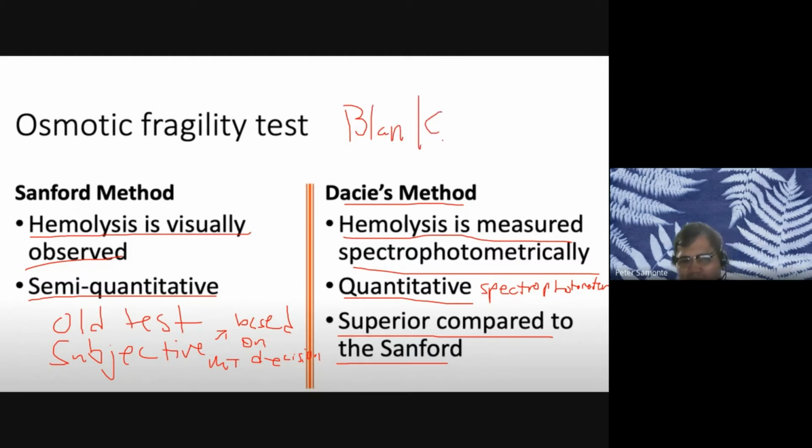So again, your Sanford method is an old test. It is subjective. It is based on the medtech's decision. Hemolysis is visually observed. While in your Dacie's method, you would measure hemolysis spectrophotometrically. Very accurate, class. Quantitative and superior compared to your Sanford method.